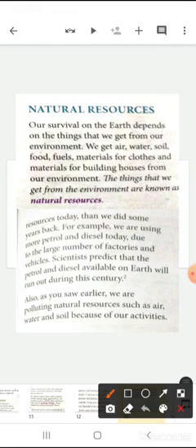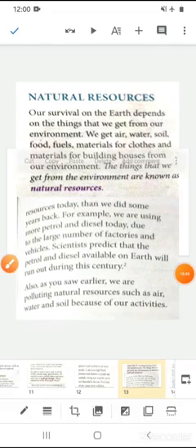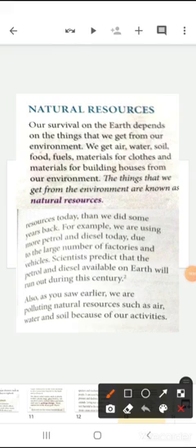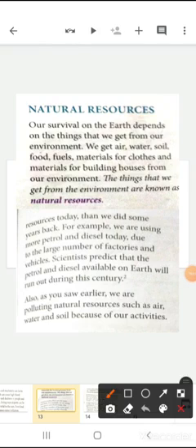Now, natural resources. What do we have? Natural resources. Our survival on earth depends on the things we get from our environment.